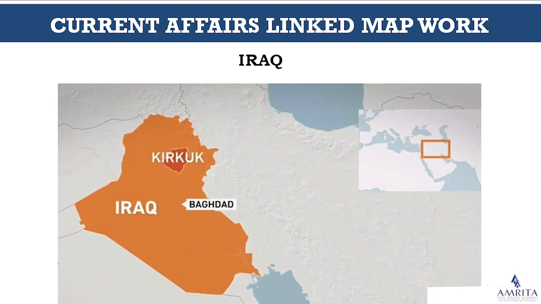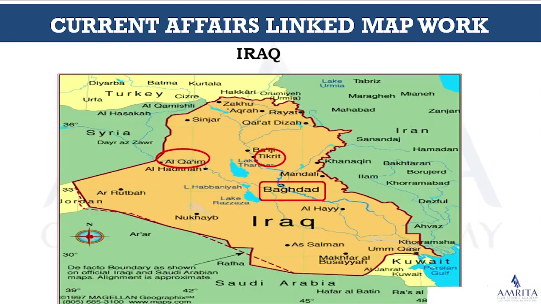It is in Iraq. It's far from Baghdad. And other important places of Iraq are marked here. That is Baghdad, that is their capital. Then Al Qaim, Al Qaim near Syrian border. Al Qaim was recently in news as related to U.S. airstrike targeted Iranian militias in that area. So Al Qaim, then Tikrit. Tikrit also a famous place in Iraq.